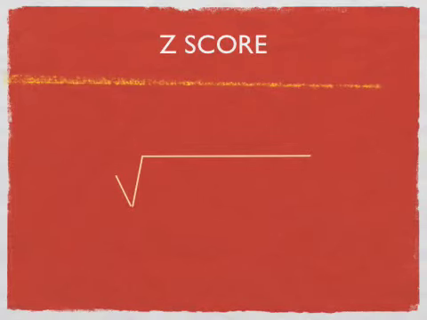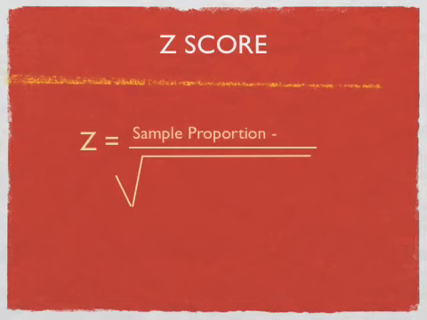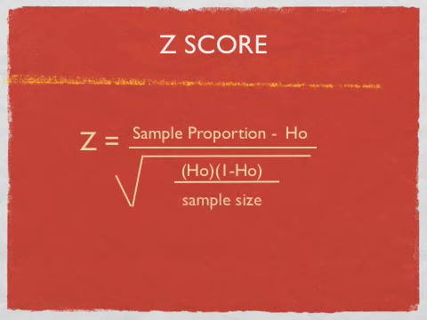The formula for calculating the z-score for a proportion is z is equal to the sample proportion minus the null hypothesis, divided by the square root of the null hypothesis times 1 minus the null hypothesis, divided by the sample size.